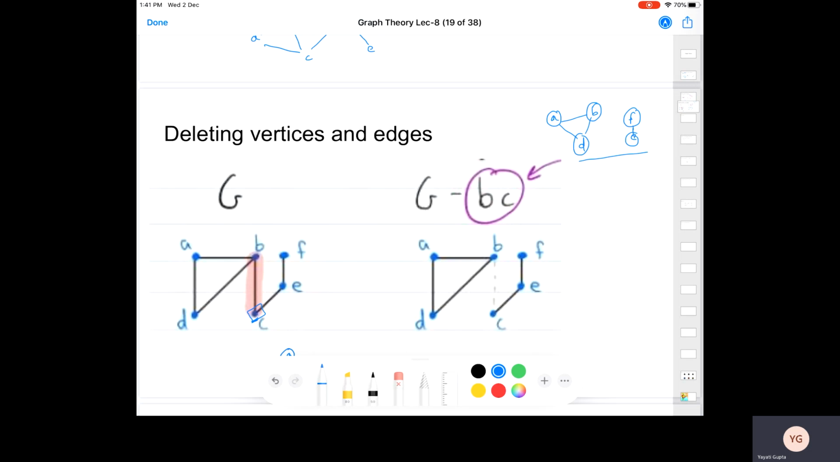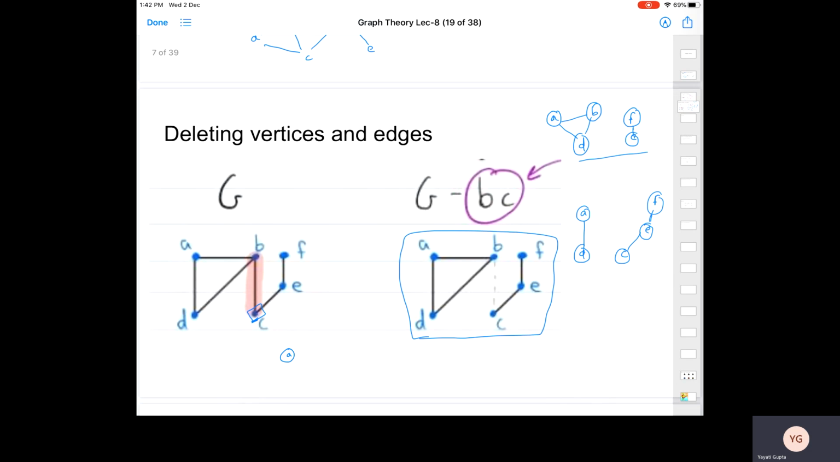Similarly, what will happen if we delete B from this graph? Again, we'll have two components: one will be A and D, B is deleted, and another will be C, E and F. So sometimes when you delete a vertex from the graph, the entire graph can get split. It can become disconnected. And the same can happen when you delete an edge. That's already happening here. If we delete this edge BC here, this graph gets disconnected and it has two connected components now.